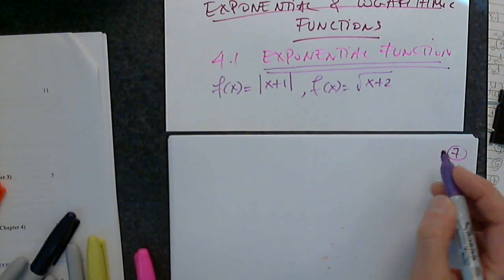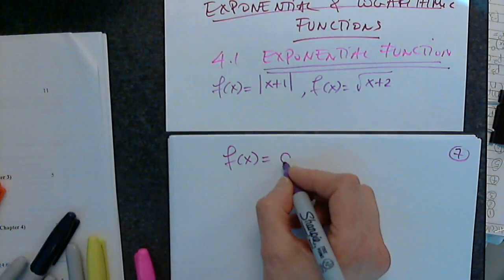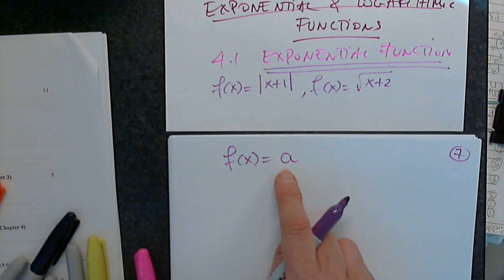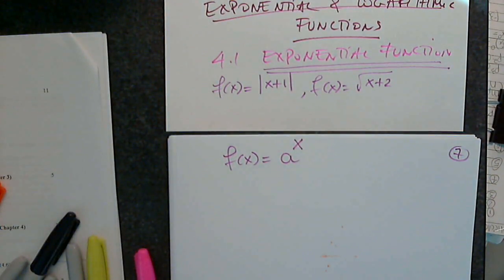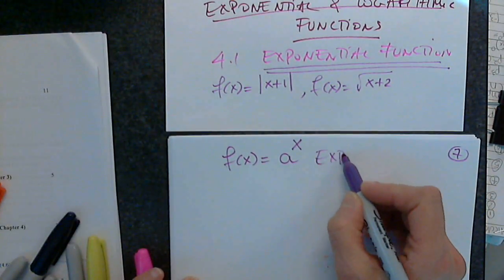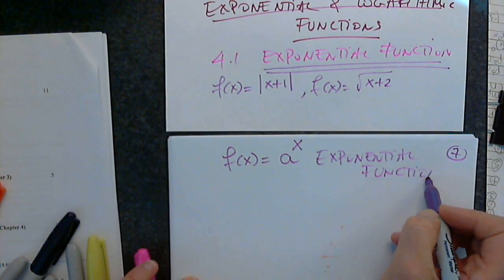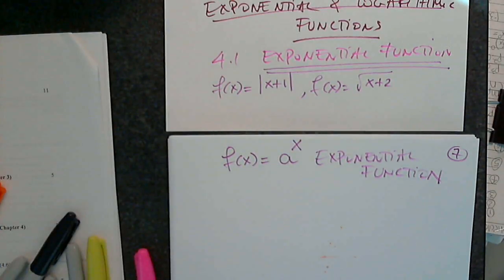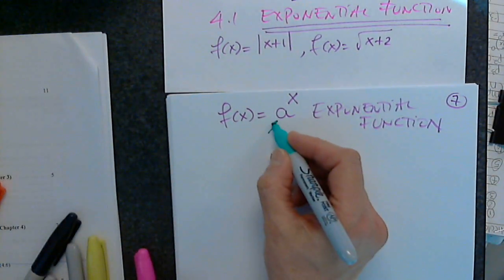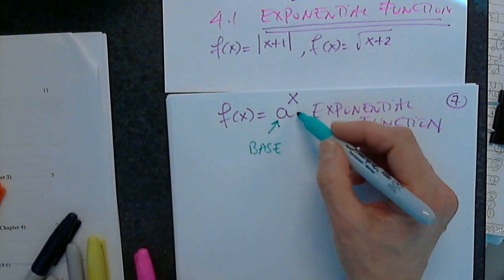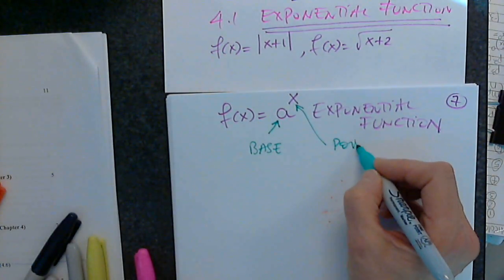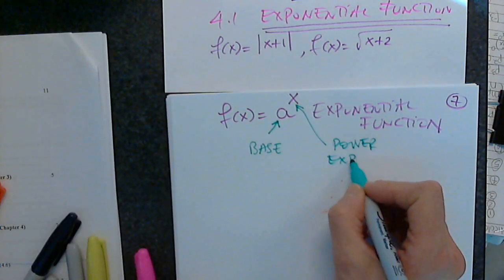So an exponential function looks like this. A base that is a number, and I'll explain this in a moment, and x is the variable, and x is the exponent. So this is the exponential function. Okay. Let's talk about this piece first, which is the base. Then we're going to talk about this, which is the power. We prefer to say exponent.